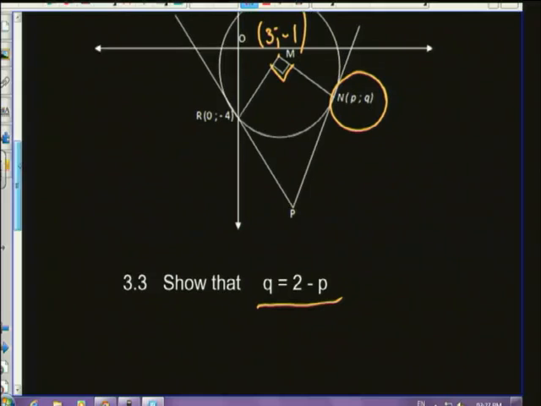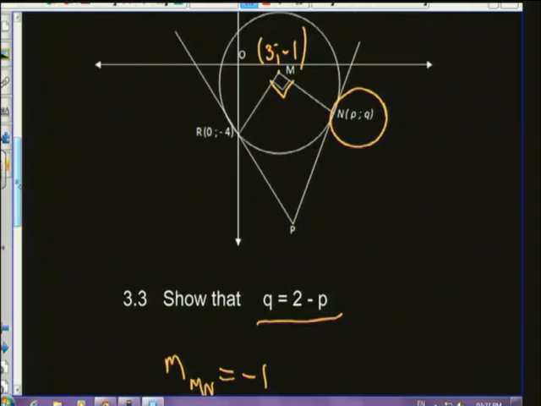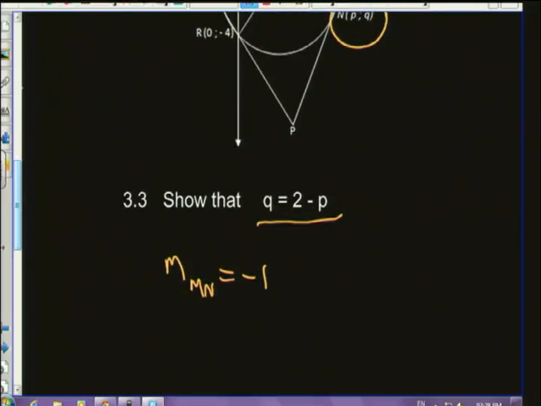So in order to work out the gradient of MN, we need to tip the gradient of MR and then change the sign. So if you take 1 and tip it, you still get 1. But if you change the sign, you're going to get negative 1, right? So it means that the gradient of MN is going to be negative 1, all right? So we now need to work out the gradient of MN in terms of P and Q, because as you can see, the P and Q have not disappeared, they're still there, right?